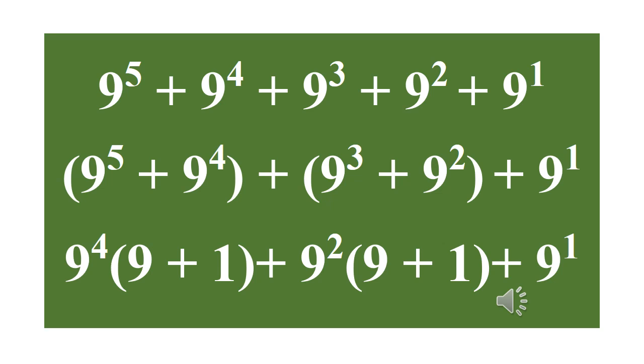Then we factor out 9 raised to power 2 from 9 raised to power 3 plus 9 raised to power 2. So 9 raised to power 2 in 9 raised to power 3 will be 9 raised to power 1, which is 9, plus 9 raised to power 2 in 9 raised to power 2 is 1. So that's then plus 9 raised to power 1.